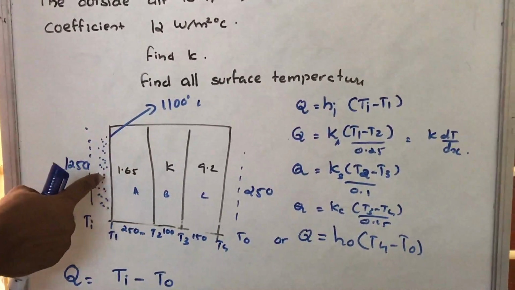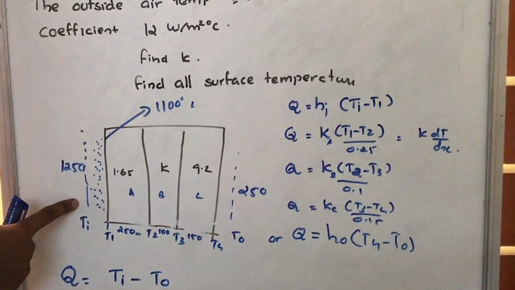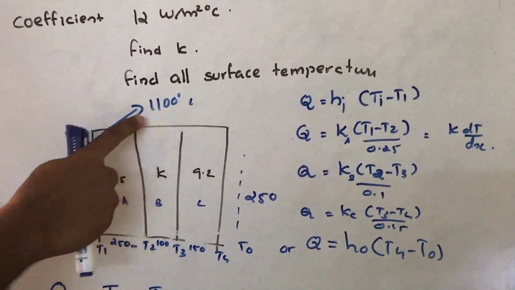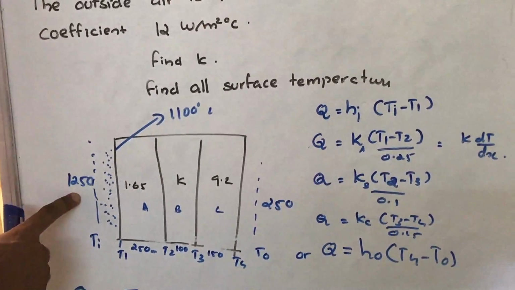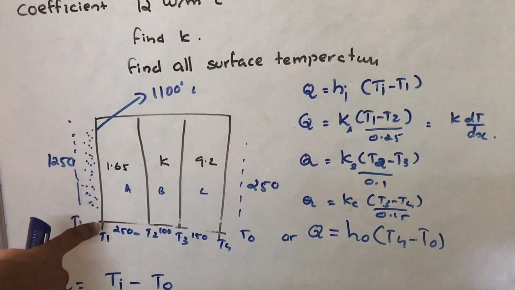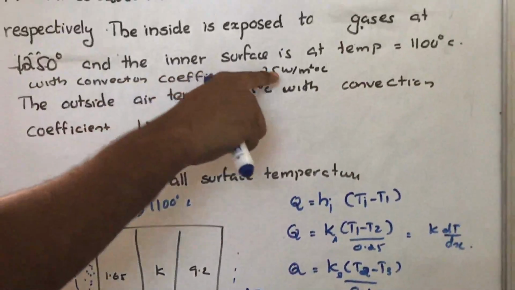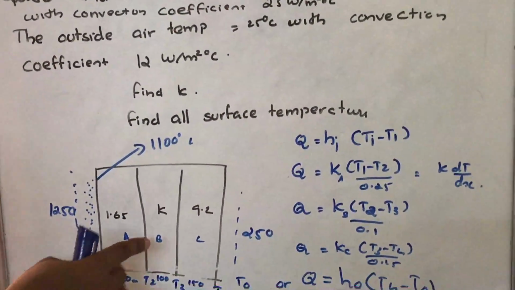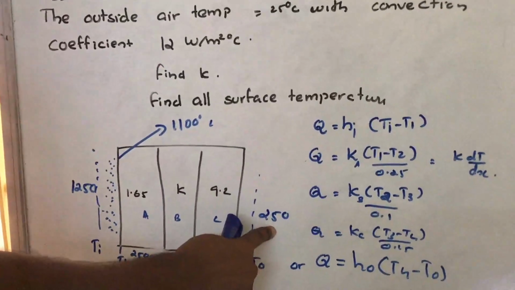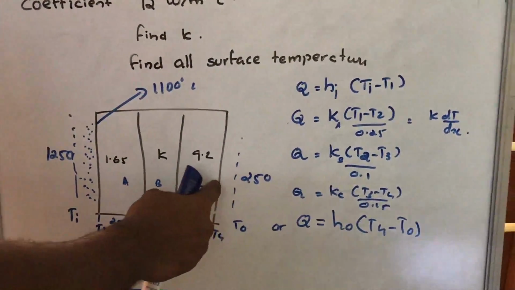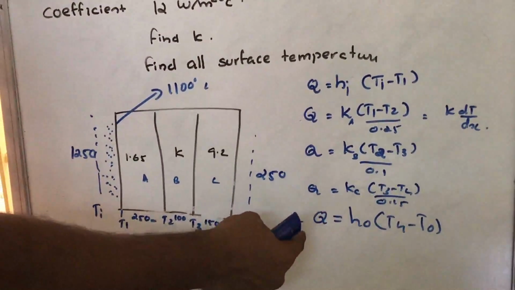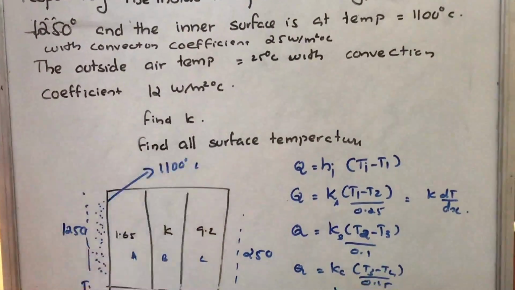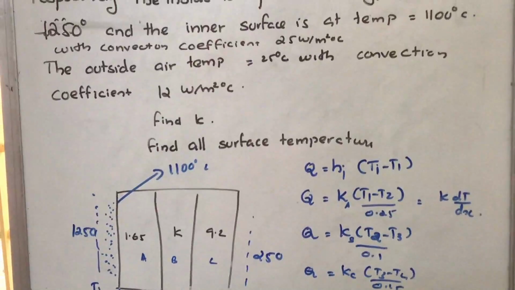And heat transfer, so from gas there will be heat transferred to this surface because the temperature of the surface is less than that of gases. So that is through convection. The convection coefficient is given as 25. Then the outside temperature is 25, and there will also be some convection from this wall to air. That heat transfer coefficient is given as 12.